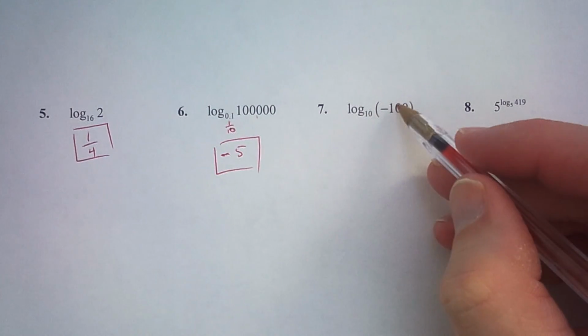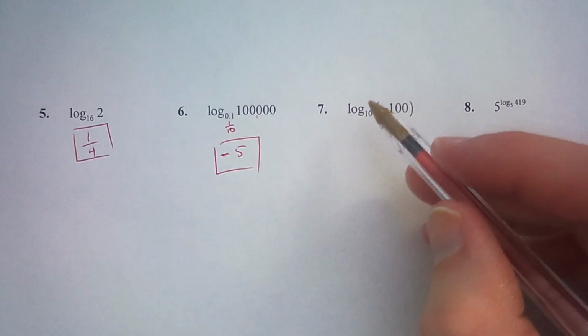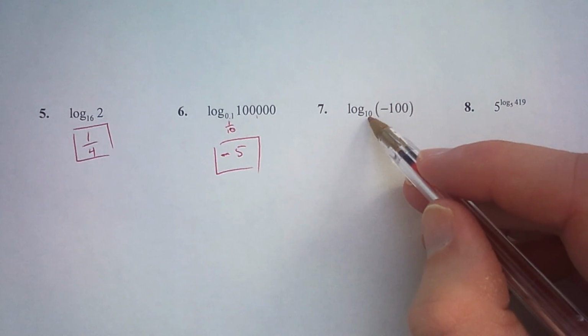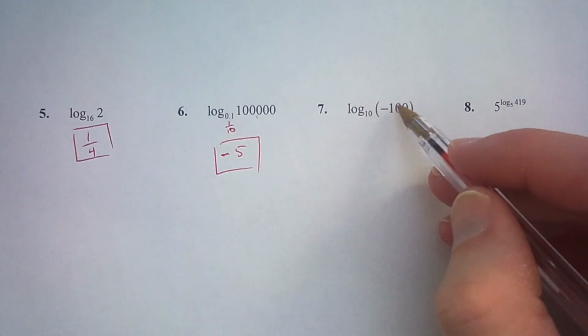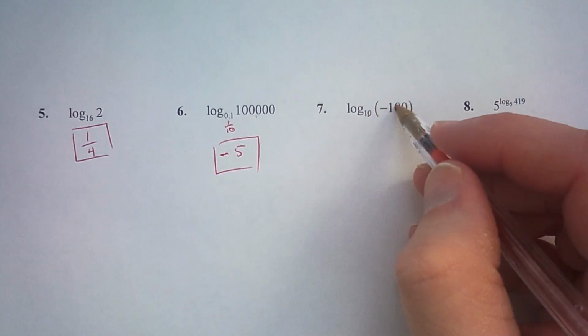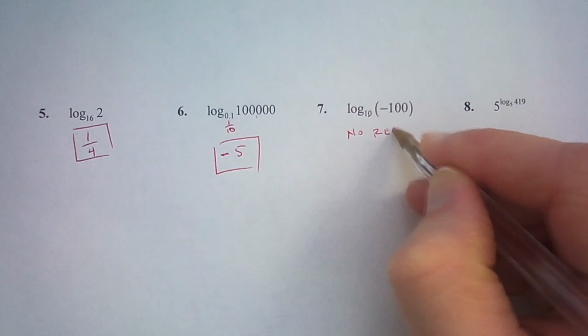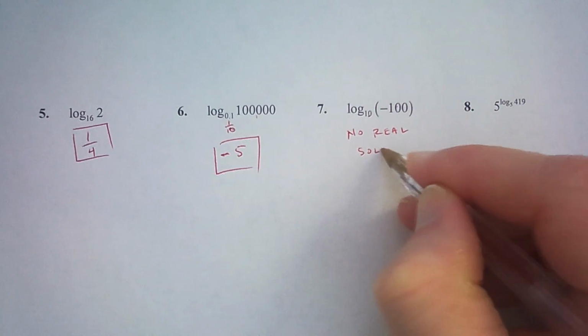Log base 10 of negative 100. So 10 to what power makes negative 100? There is no power that turns a positive base into a negative argument. So when you have a positive base and a negative argument, there is no real solution.